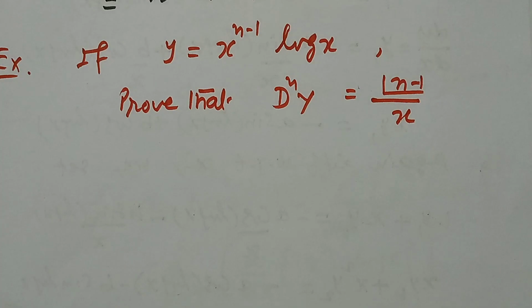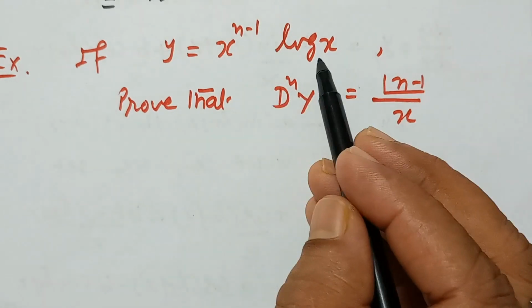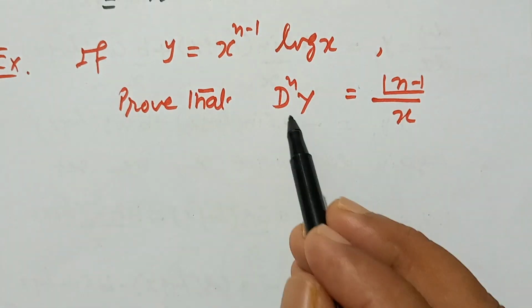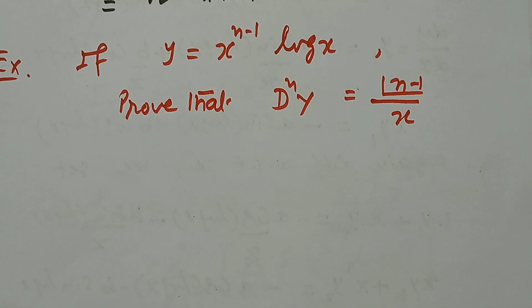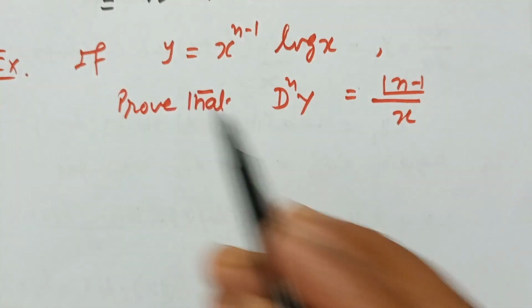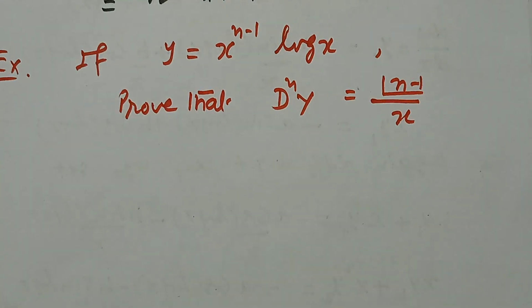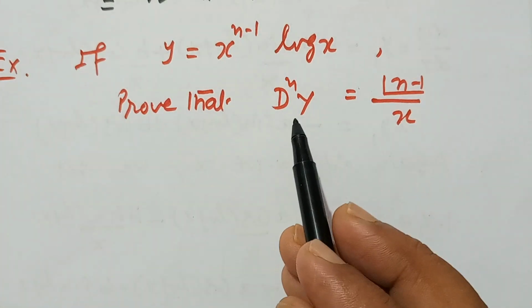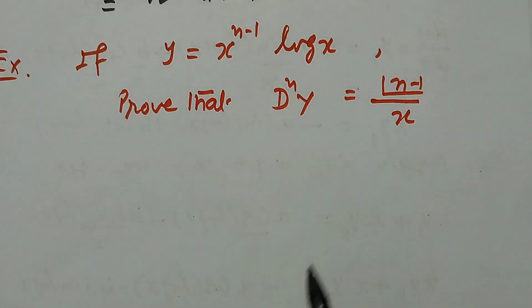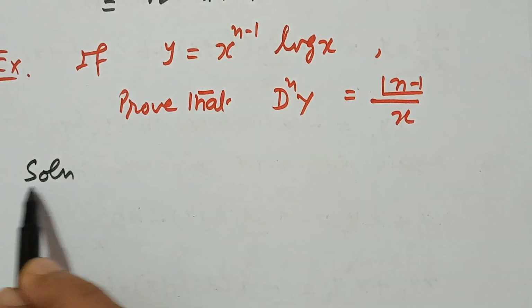Okay, again a very important question. If y equals x to the power n minus 1 times log x, then prove that d^n y. You see here we need differentiation of y n times. When you need differentiation n times of any function, you remember Leibnitz theorem. So the solution is very easy.